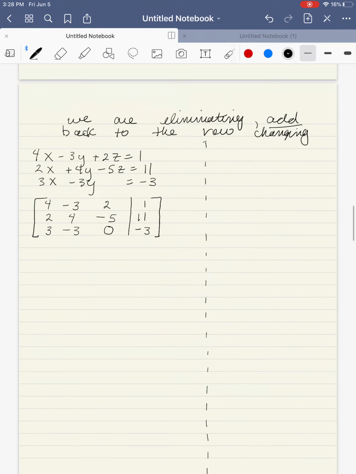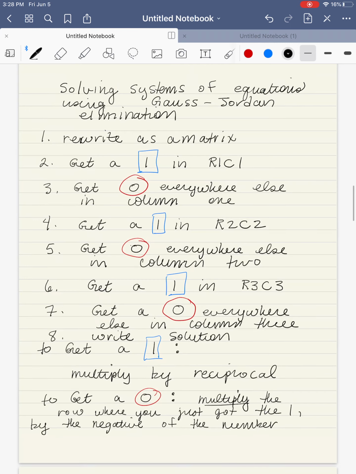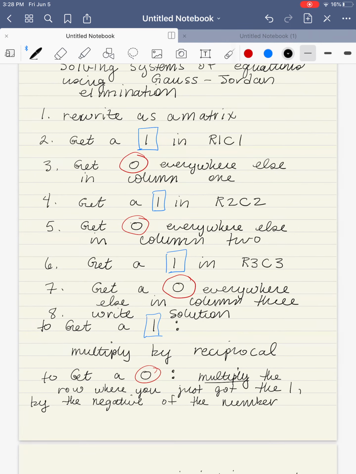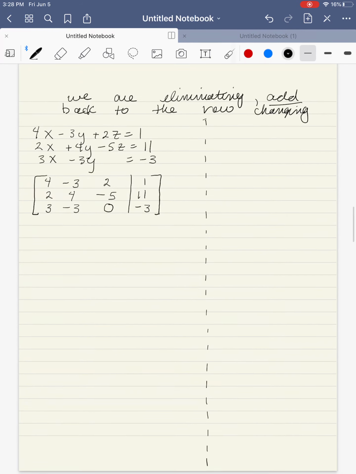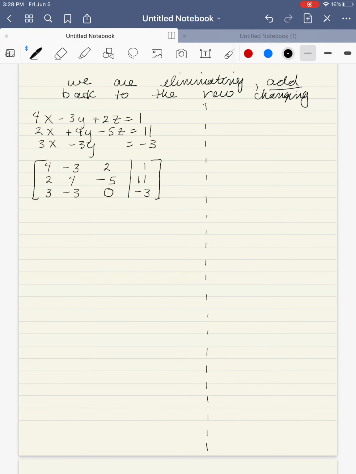Okay, let's think back to our steps. Our very first thing we want to do is get a 1 in row 1, column 1. So I'd like you to draw a box to represent getting a 1 around the number that needs to be a 1. And I see that row 1, column 1 is right here, so I need a 1 in this spot.